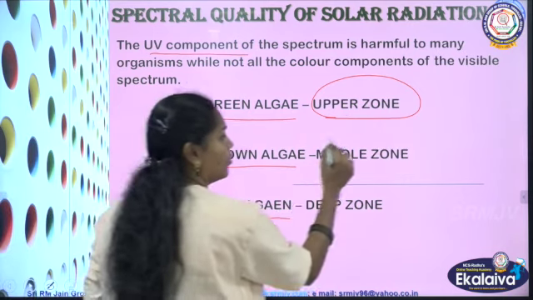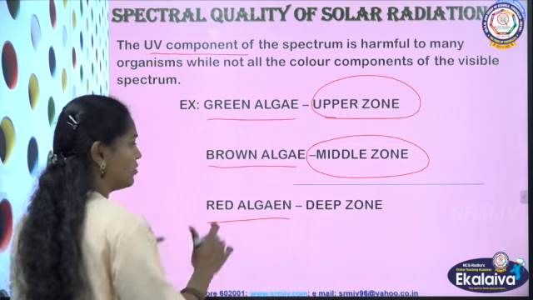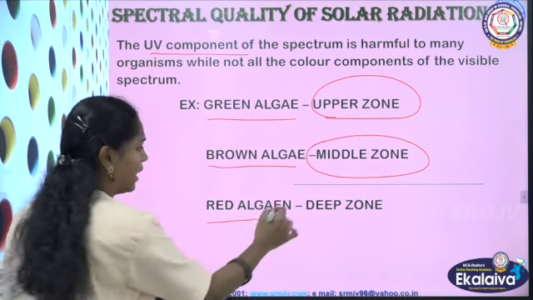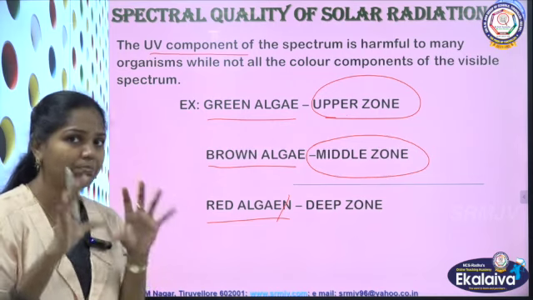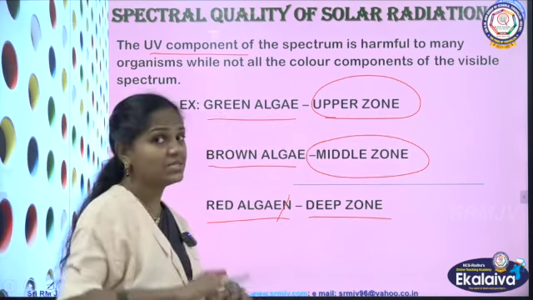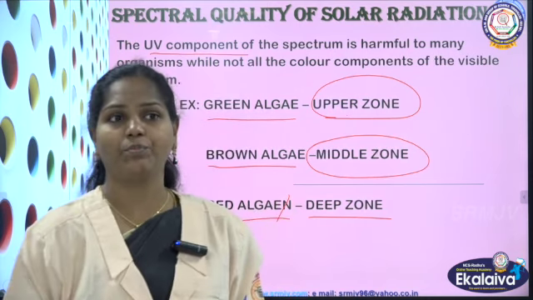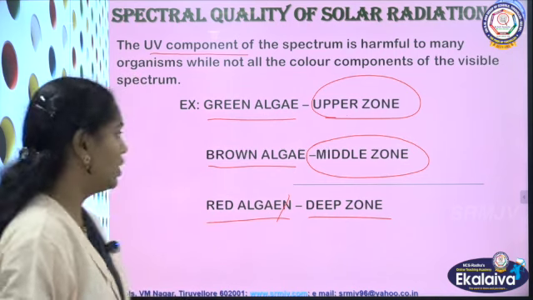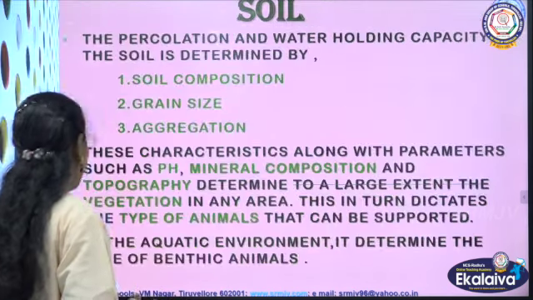Brown algae will mostly be present in the middle zone of our seas and oceans, because again, the same spectral quality of light is reaching that particular zone. Then red algae will always be in deep zones, as it is supported by that particular spectrum of our light. So this is how light has its role in supporting the organisms.